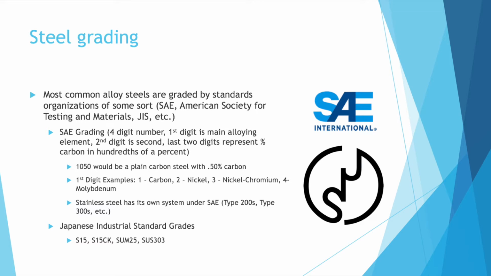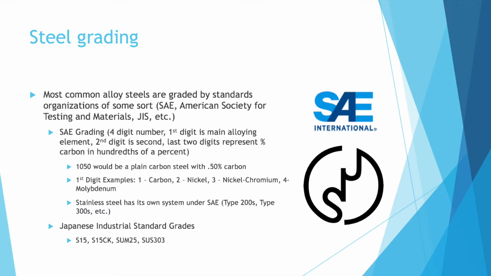More than just types of steel, steel has official grading designations. They're graded by standards organizations of some sort. So SAE, which is the Society of Automotive Engineers, the American Society for Testing and Materials, the Japanese Institute of Standards, are all good examples of organizations that would grade steel.